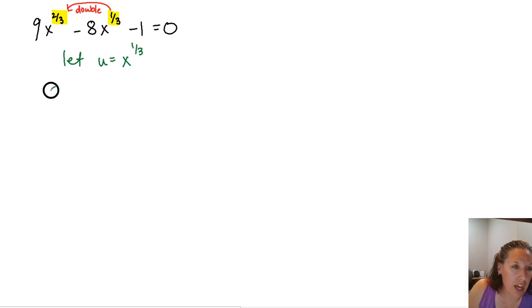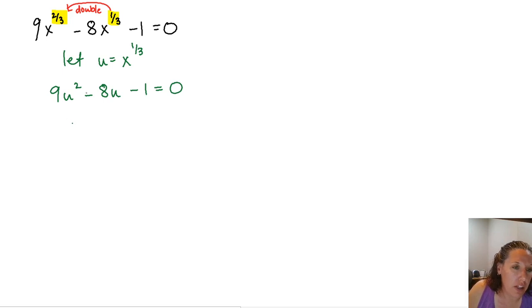So when we double that, we get u squared. X to the 1/3 is our u. So when we substitute in, we now have 9u squared minus 8u minus 1 equals 0. And we can factor this. You can use any method of factoring. I've got a number of videos out there that go through those different methods.